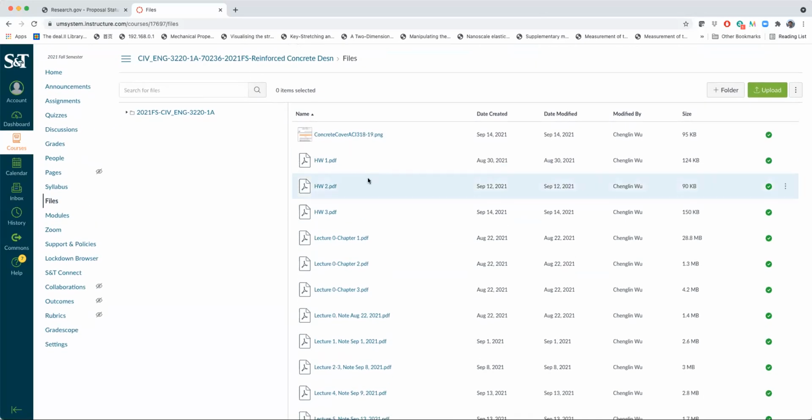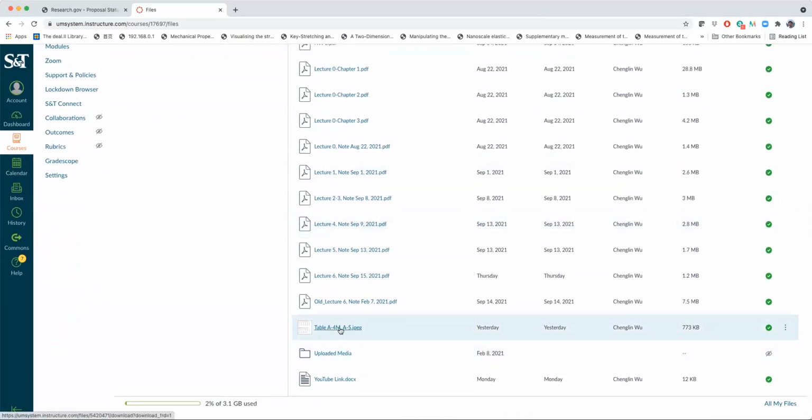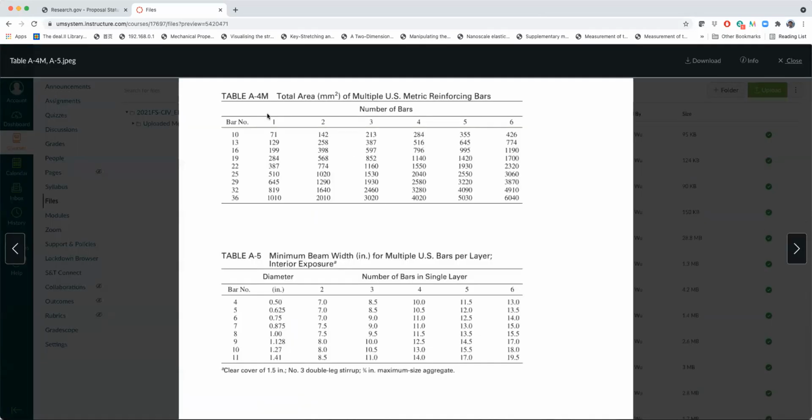Yeah. So folks, if you haven't gotten a textbook, go to the files on this Canvas course section. I uploaded it yesterday, I believe. There's an image called table A4 and A5. Here's A5. All right. So we're dealing with number 9 bars.